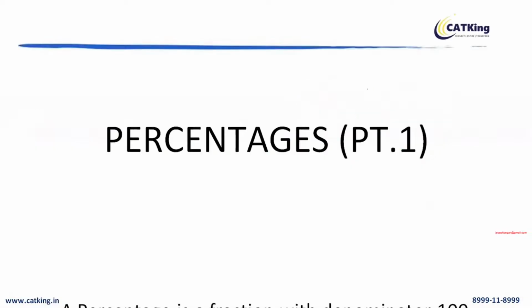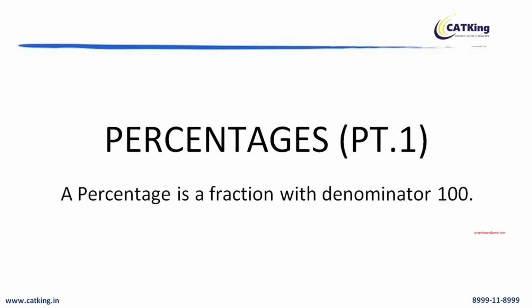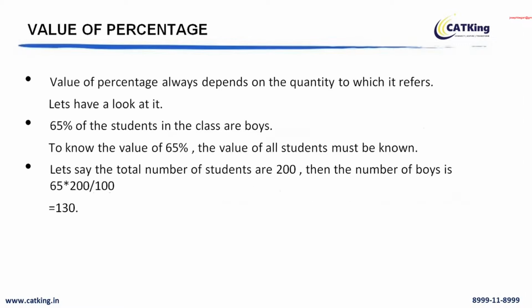First, percentage is basically a fraction with a denominator 100. Simple. Percentage is nothing but a fraction with denominator 100. Let's see what the value of a percentage is. The value of a percentage always depends on the quantity to which it refers. Please make sure you note this point down. It always depends on the quantity it is based on.